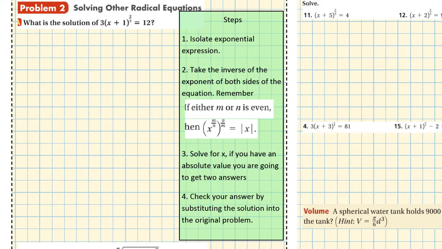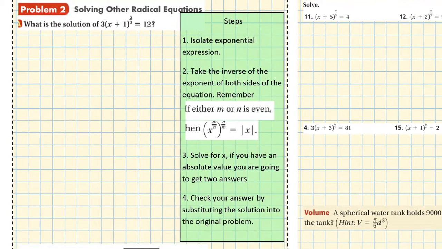So, we begin with 3 times (x plus 1) to the power 2/3 is equal to 12. Then, first step is we need to isolate that exponent, that base. So we divide both sides by 3. The 3 cancels out, only leaving (x plus 1) to the power 2/3 is equal to 4.